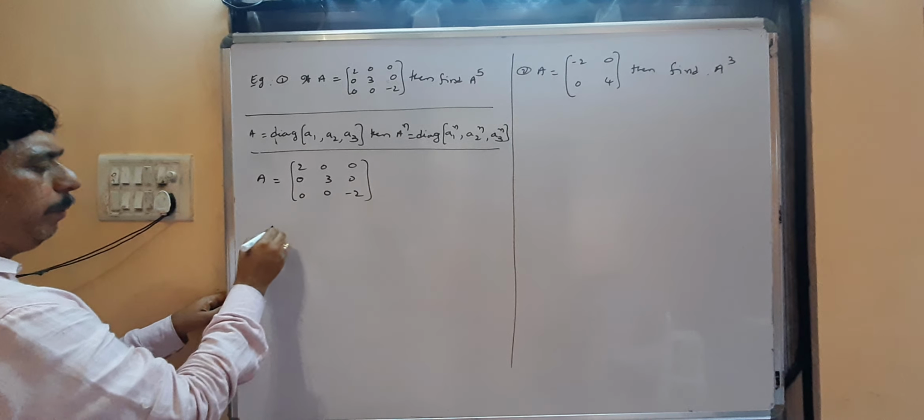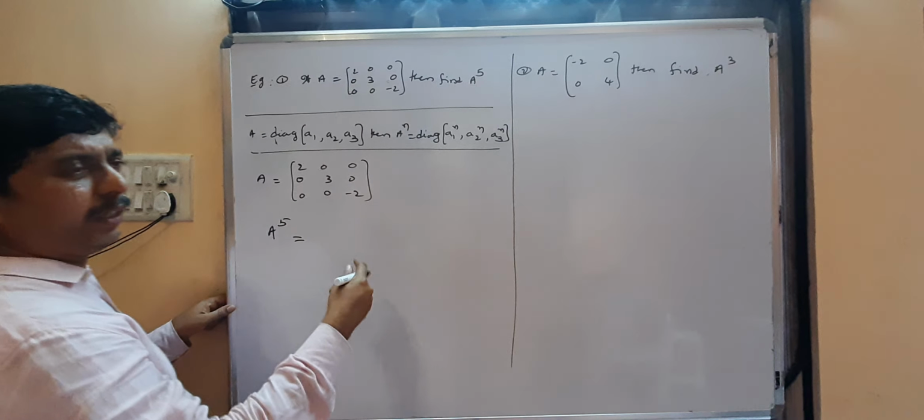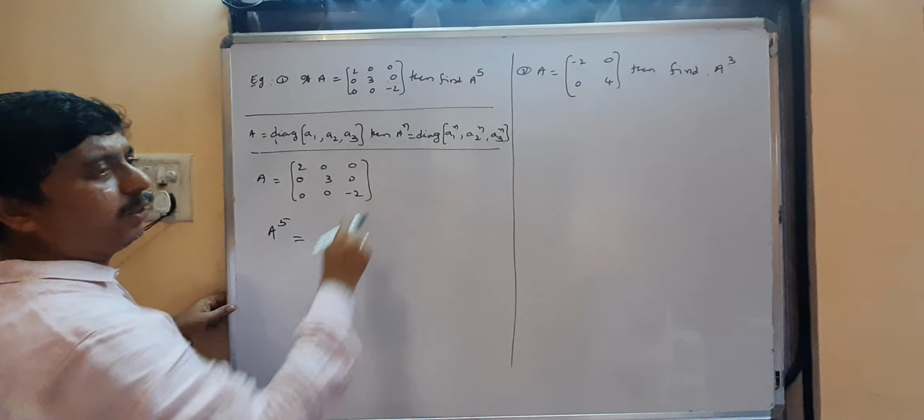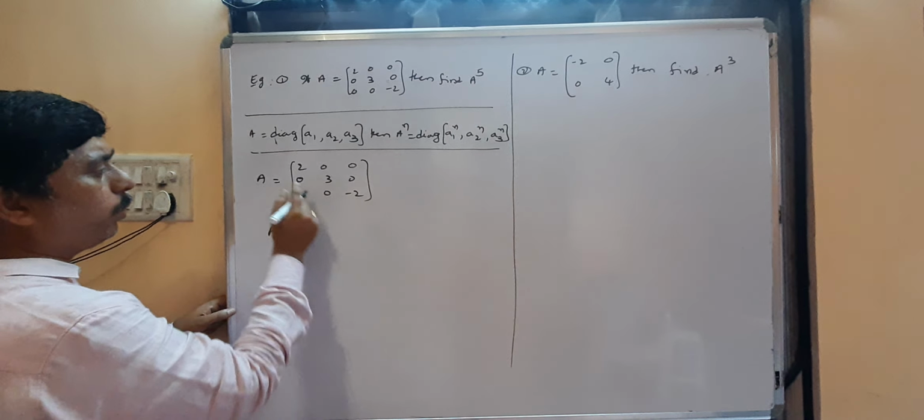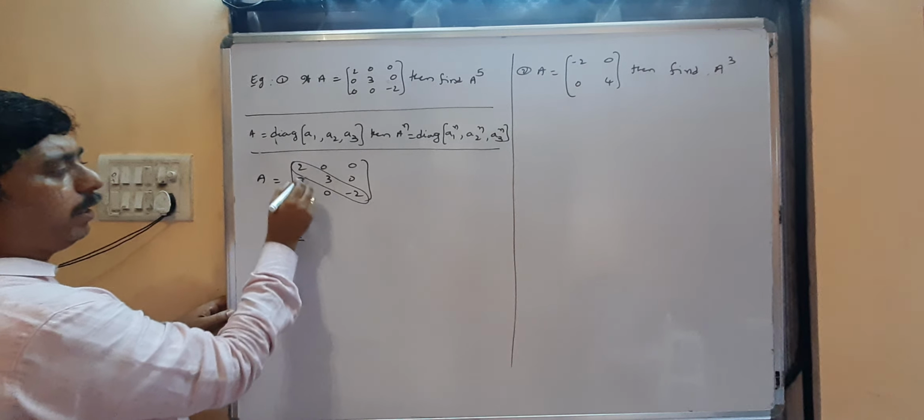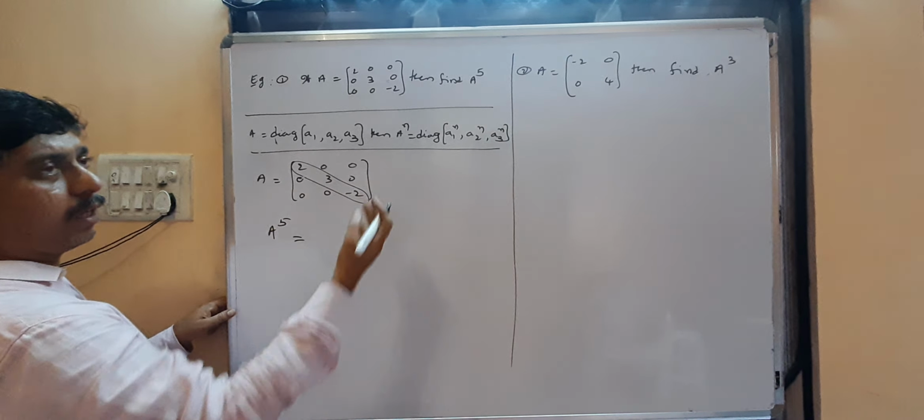So for A power 5, it is not necessary to find A into A 5 times. Directly you can use the formula. This is the diagonal matrix. The only diagonal elements you have are the elements 2, 3, minus 2. Other elements are all 0.